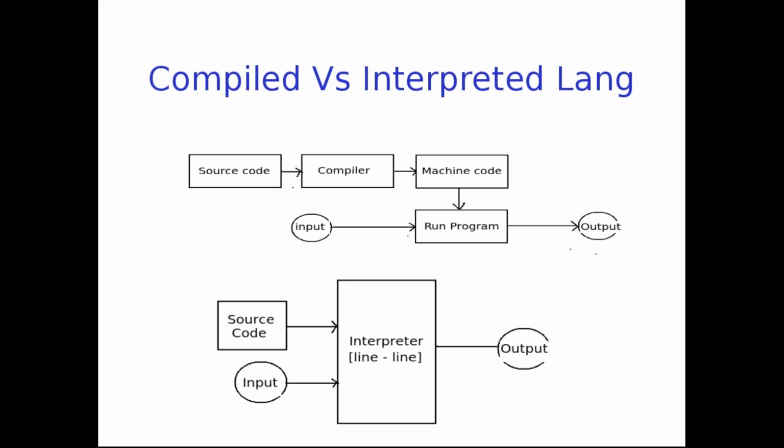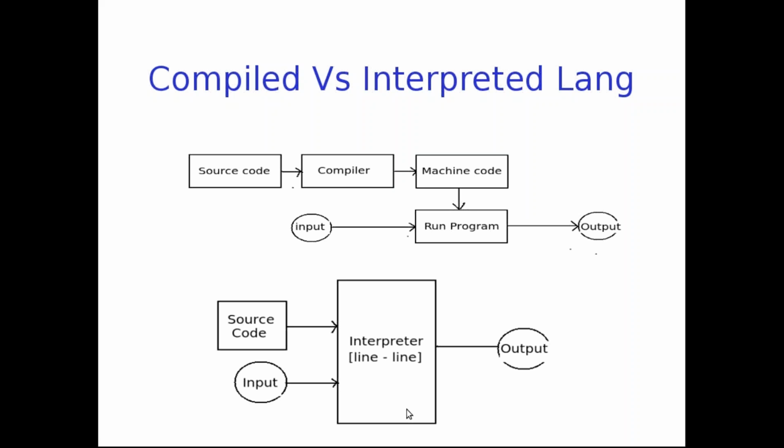So in a compiled language we have a compiler. It takes the source code, converts it into machine code and runs your programs. The compiler takes the entire source code, like a bunch, and loads the entire file at once.